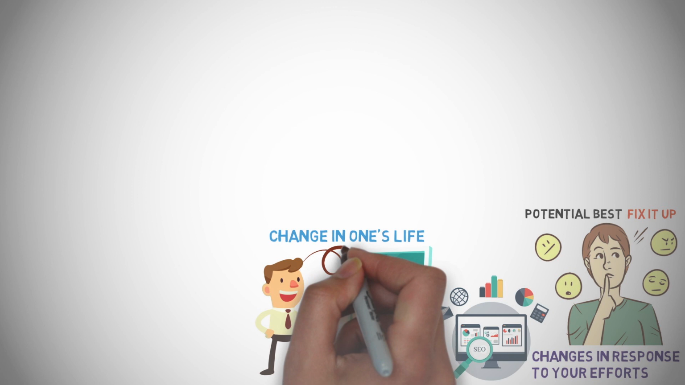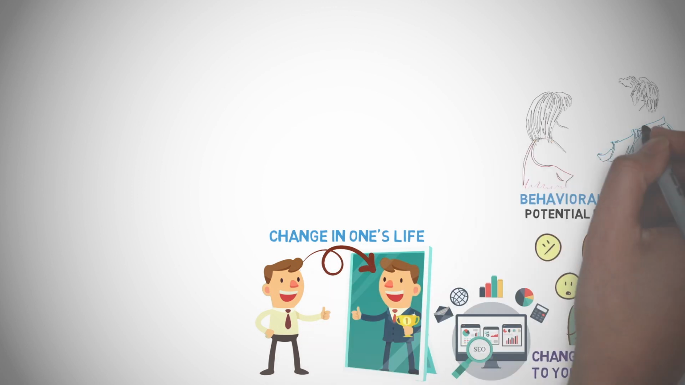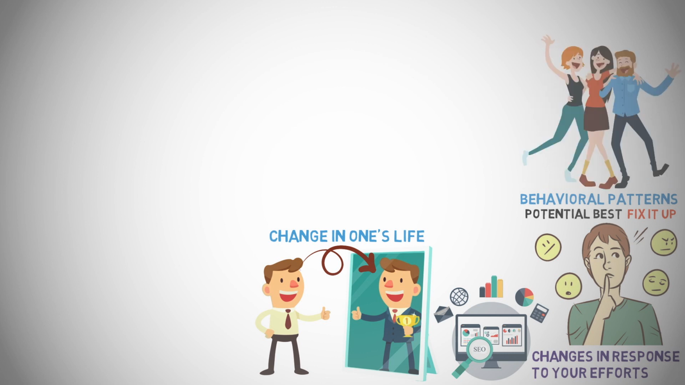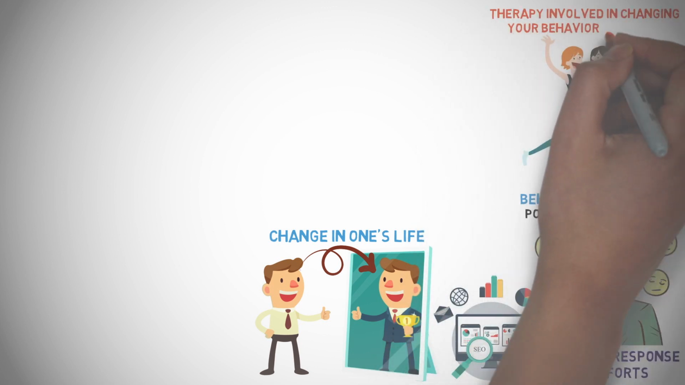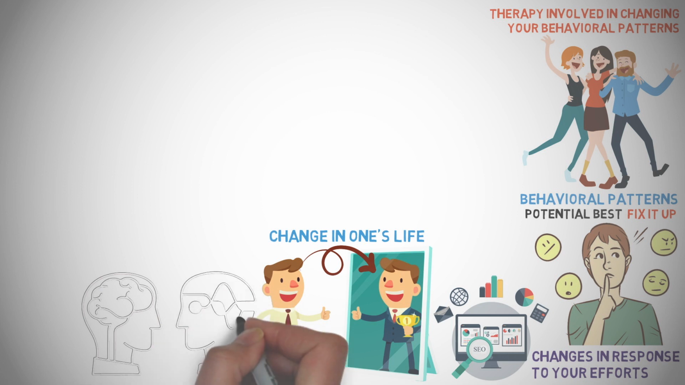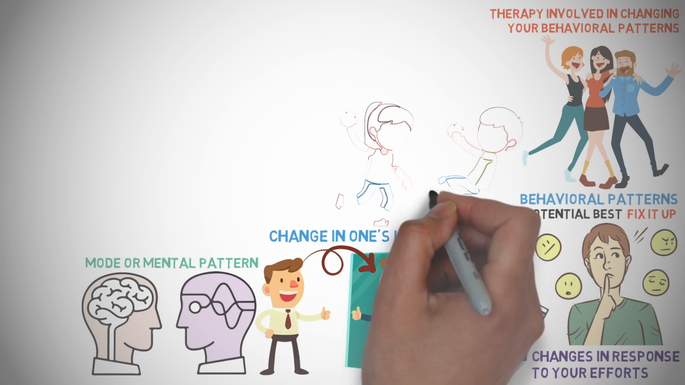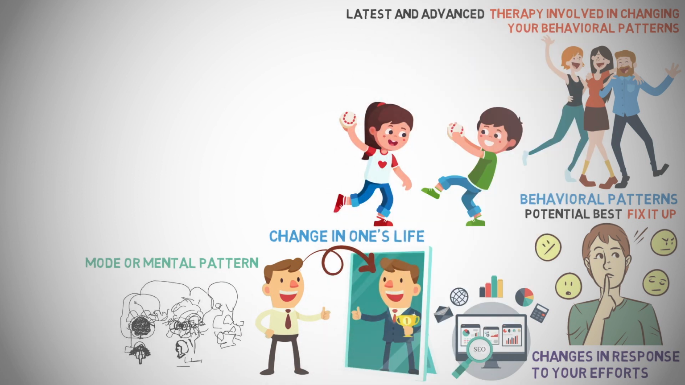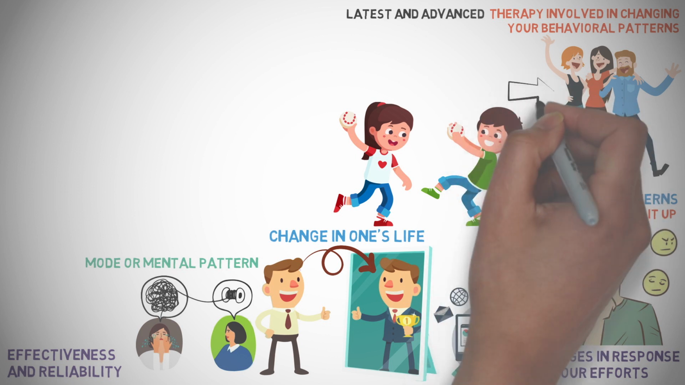Once you are done with the identification of your individual behavioral patterns as well as the factors which trigger them, it becomes easier for you to convert those patterns into healthier ones. The therapy involved in changing your behavioral patterns is known as schema therapy. Schema therapy deals with your mode or mental pattern which you have adapted as a result of your childhood experiences. Schema therapy, being the latest and advanced form of psychotherapy, ensures effectiveness and reliability in the mode-changing context.